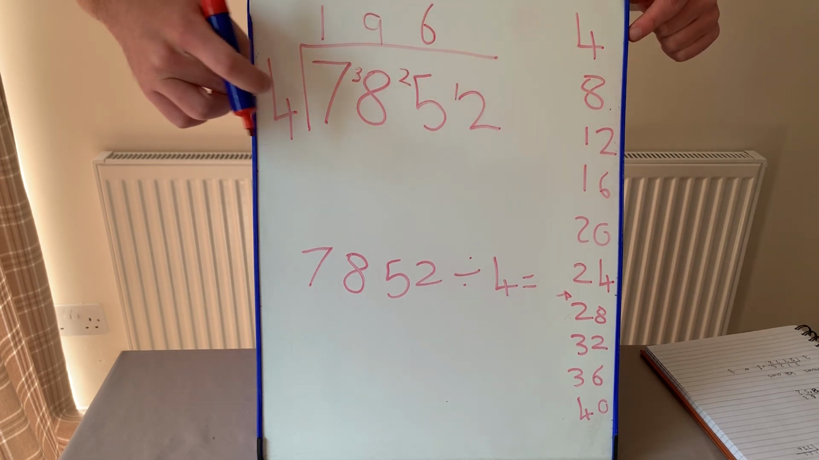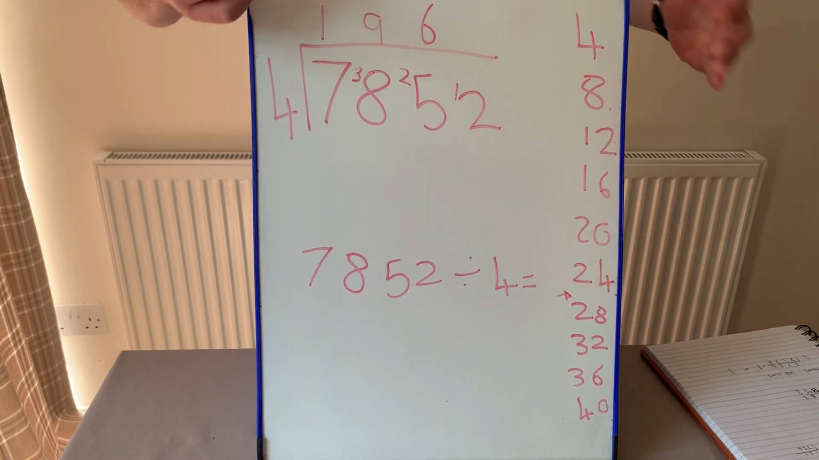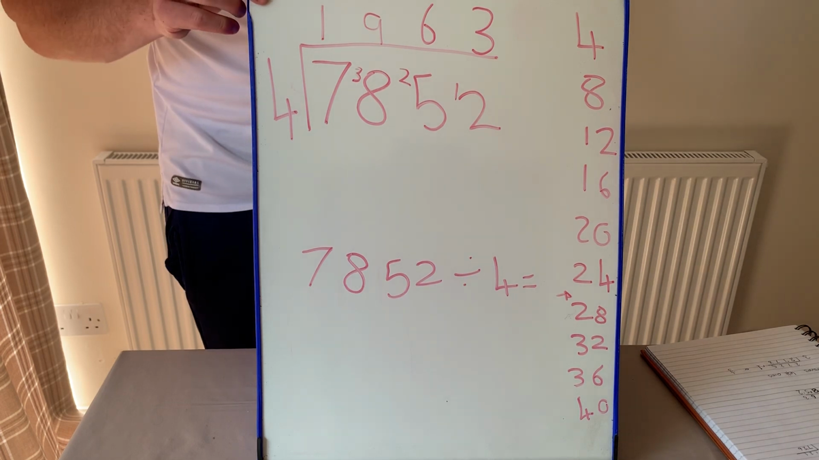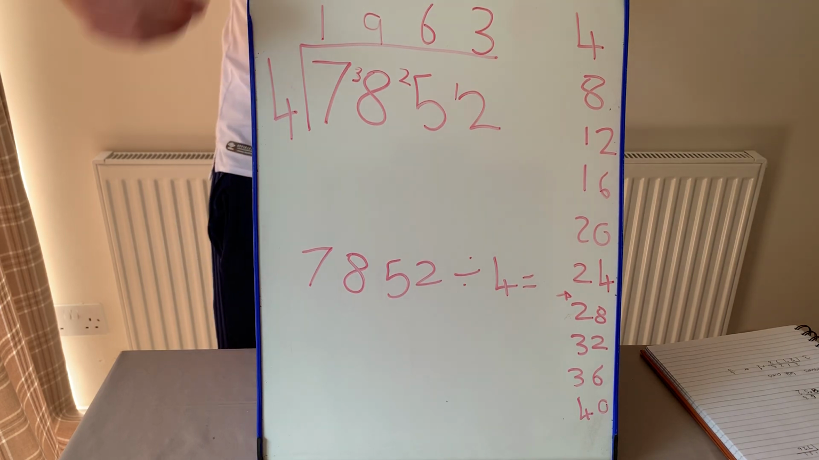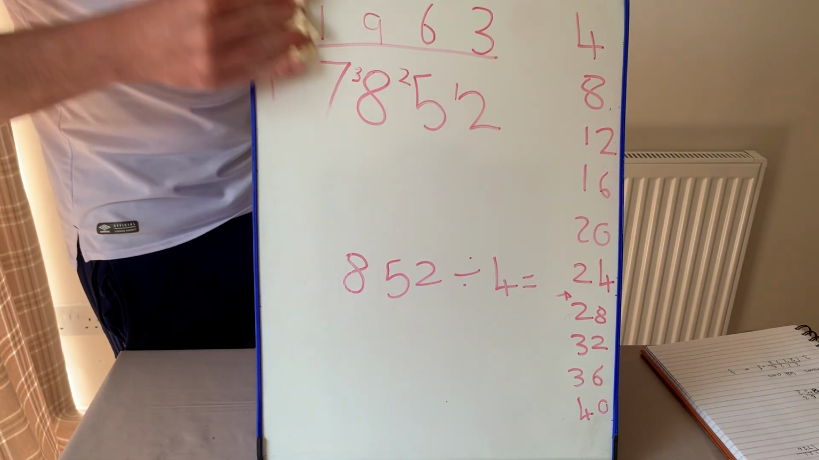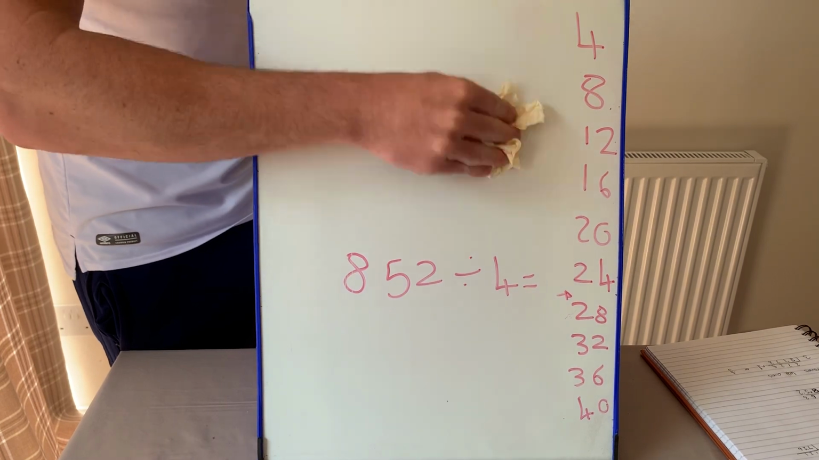Now, 12 divided by 4, we can all do that, can't we? 12 divided by 4, I don't need this anymore. 12 divided by 4 is 3. So what's my answer? 1,963.